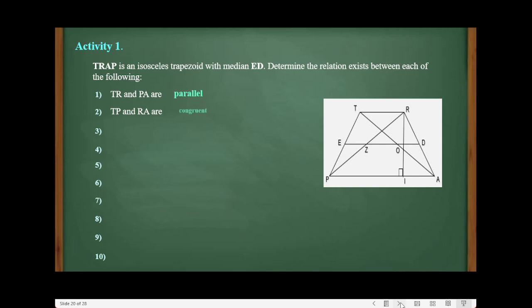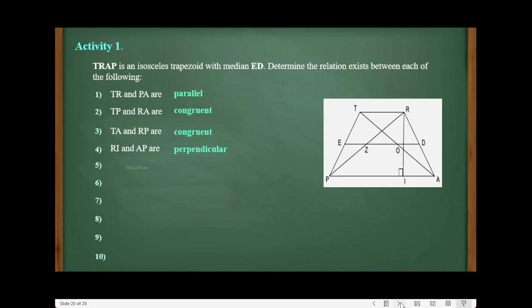Okay? Next, number 2, segment TP and segment RA, this one, they are what? Congruent. Next, number 3, segment TA and segment RP. Where is it? Segment TA and segment RP. They are what? Congruent. Since they are what? Diagonals of an isosceles trapezoid. Next, segment RI and segment AP. Where is that segment RI? This one. And then segment AP or PA. Obviously, they are what? Perpendicular to one another.